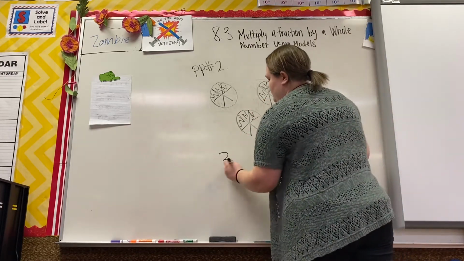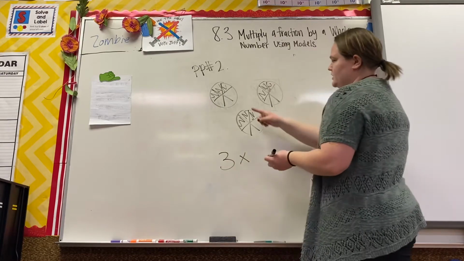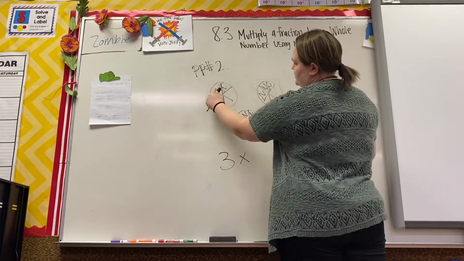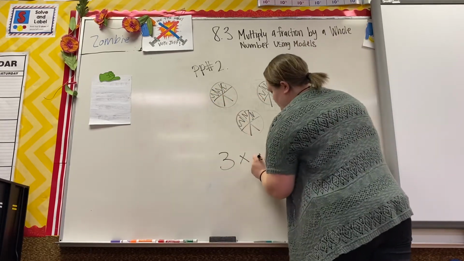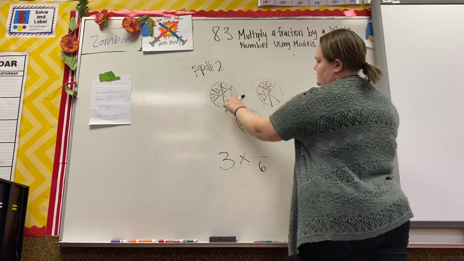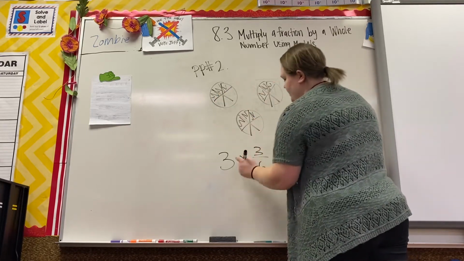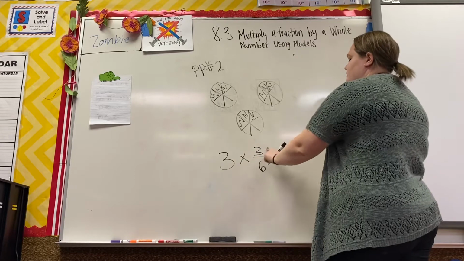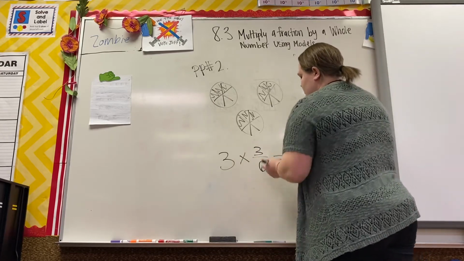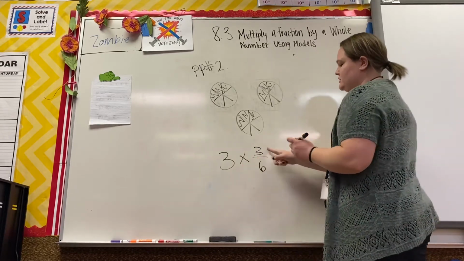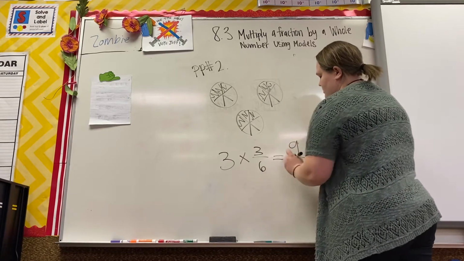So I have 3 groups of, and they're each cut into 1, 2, 3, 4, 5, 6. And in each one there's 3 shaded. So I have 3 groups of 3/6. And when I multiply that out, 3 times 3 is 9 over 6.